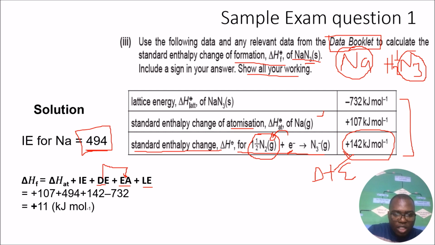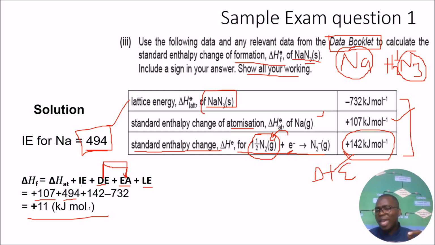So the enthalpy change of atomization is plus 107 as given there. Then here we have the ionization energy for sodium, which is 494, which is here. Then we have the 142, which is representing both dissociation energy and electron affinity. Then we also have the lattice energy here. They've said lattice energy for this whole thing is negative, that one. So when you plug in the values, you eventually come up with what? Plus 11 kilojoules per mole. So that is how you can calculate it.